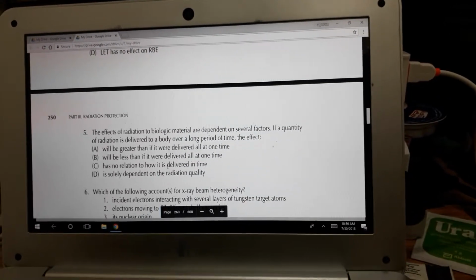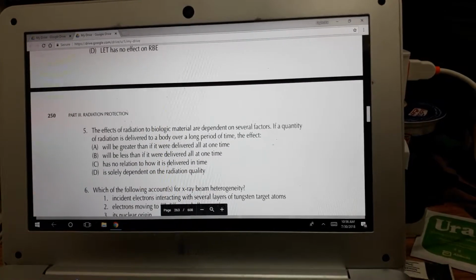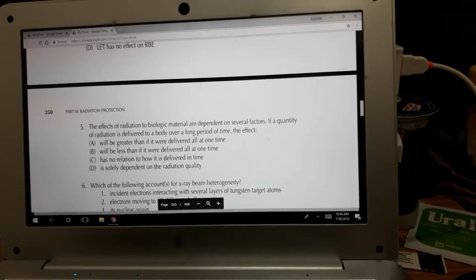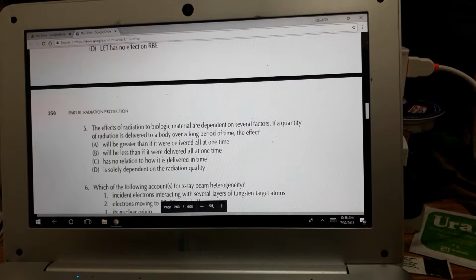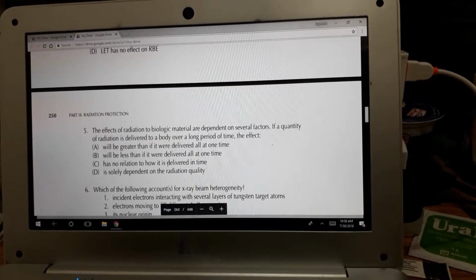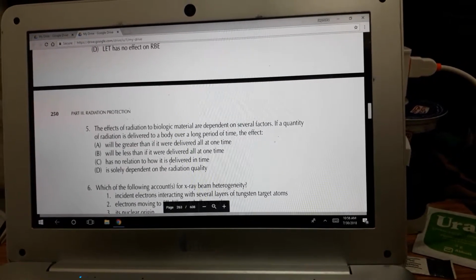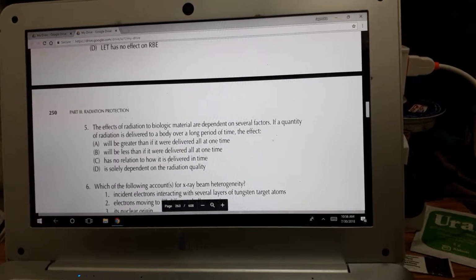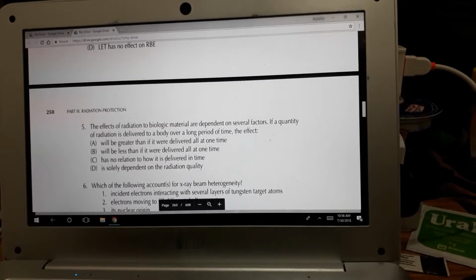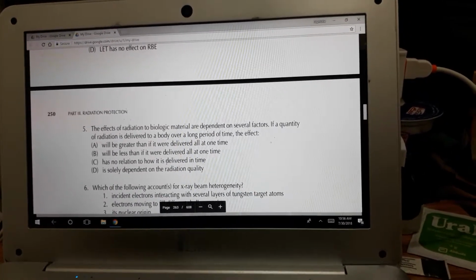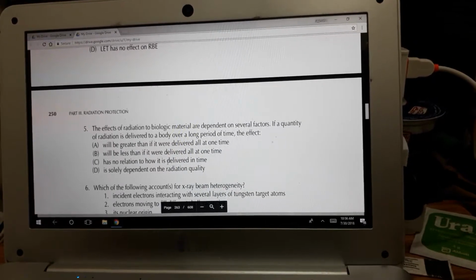The effect of radiation on biological material depends on several factors. If the quantity of radiation is delivered to the body over a long period of time, the effect will be less than if it were delivered all at one time.